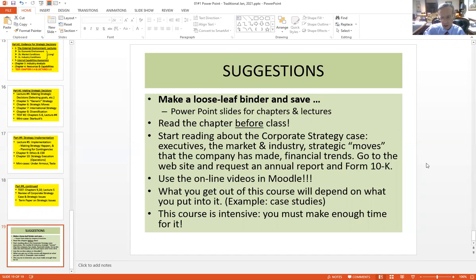Start reading about Deere now. Get in touch with the company. Ask for its annual report and Form 10K. You can look at those documents on the website, but they're long and you can't flip pages and you can't write on the pages if you're looking at it on the website.